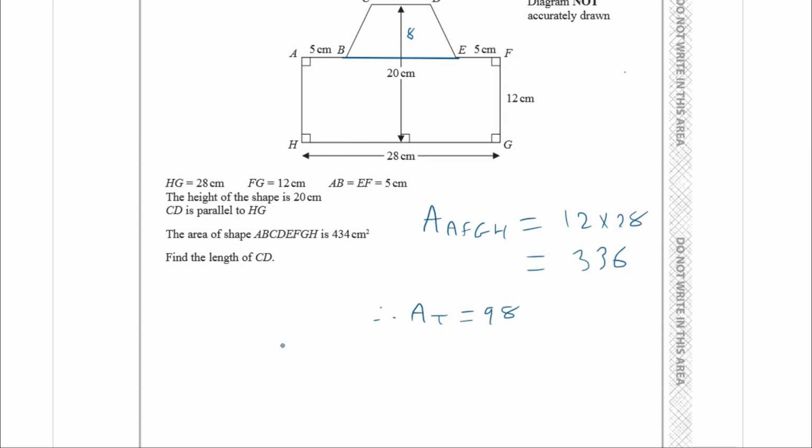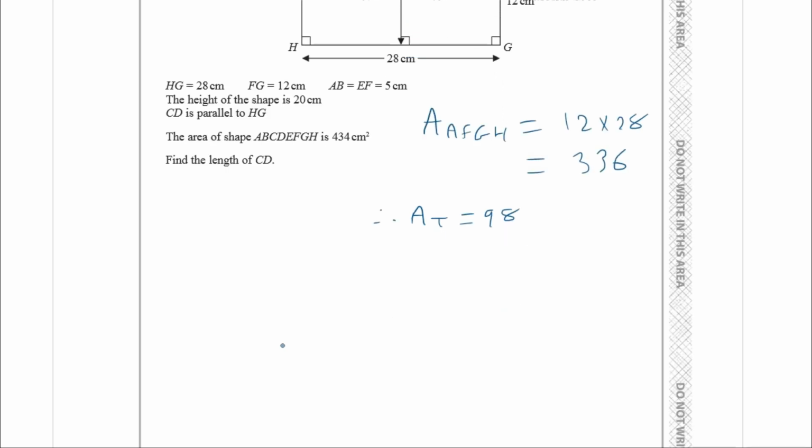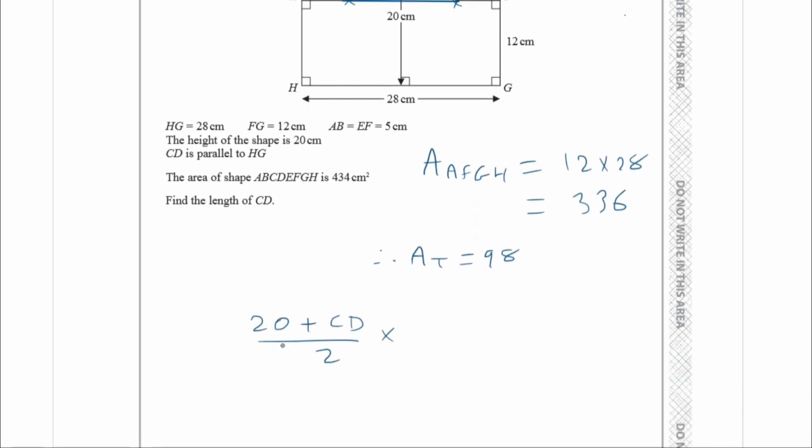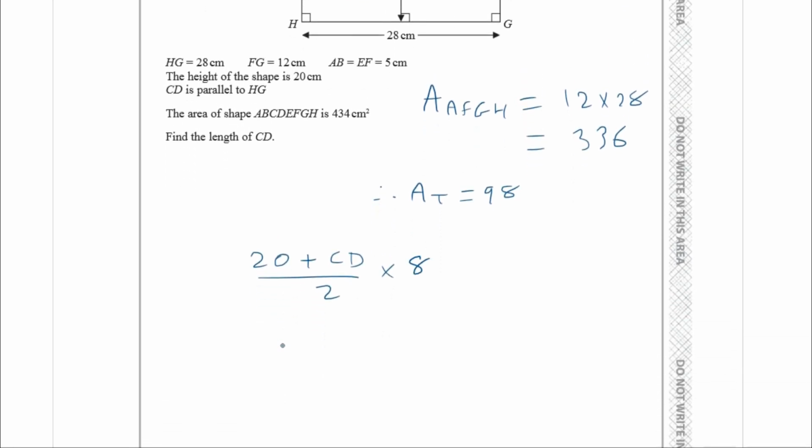So knowing the height of the trapezium and knowing that the big base is 20, how would you find the small base? For a trapezium, we need to find the average of the big base and the small base. So we're going to say 20, which is the big base, plus the base that we don't know, which is CD, divided by 2, multiplied by the height, which is 8. This area should be equal to 98.